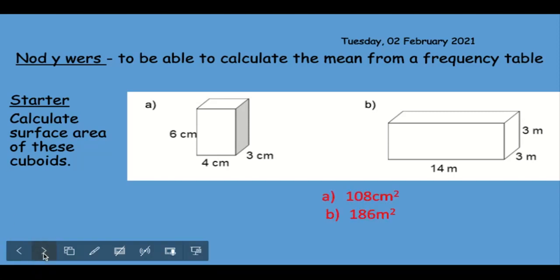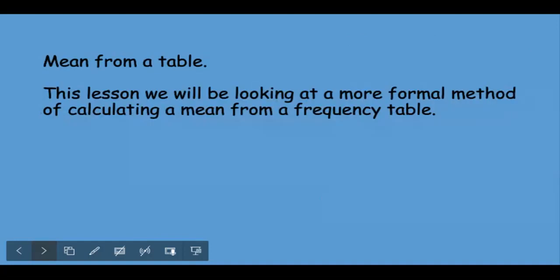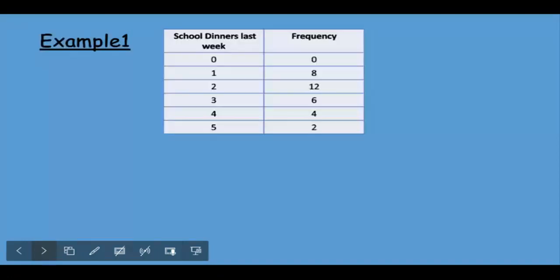Welcome back. So there we go, there's the answers. Okay, so just recapping what I just said, a more formal method of calculating a mean from a frequency table. So let's have a look at our first example. So this is looking at how many times people had school dinners last week. We can remember when we used to have school dinners.